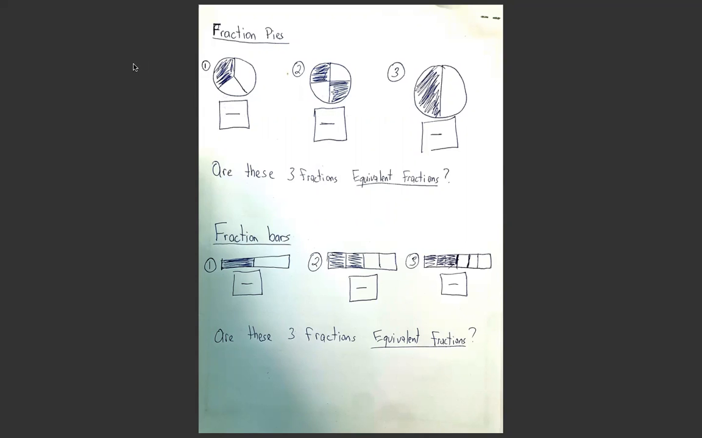All right, so the first pie, how can I find the denominator? Well, I count how many pieces are in the whole, and this whole looks like it has 1, 2, 3 pieces. So I'm going to write 3 here. And how many pieces of the pie were taken or eaten or used? I only count 1. So this one is 1/3.